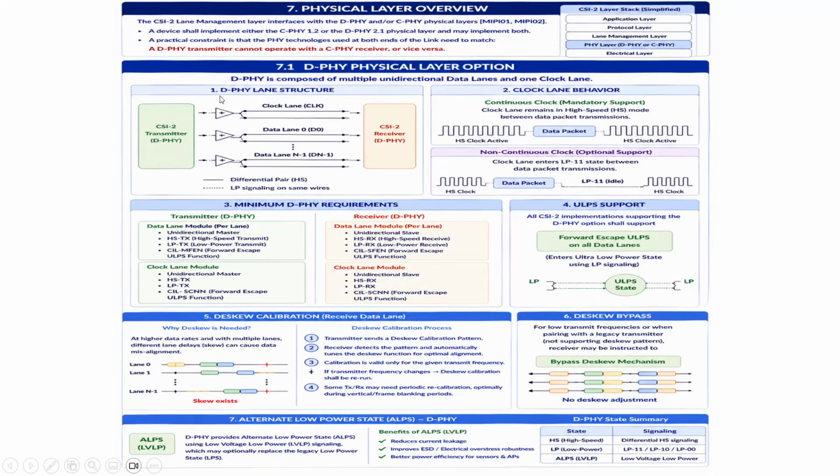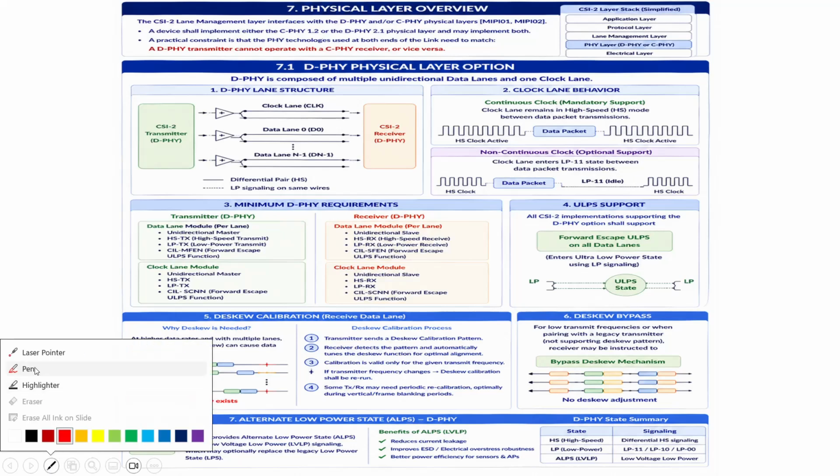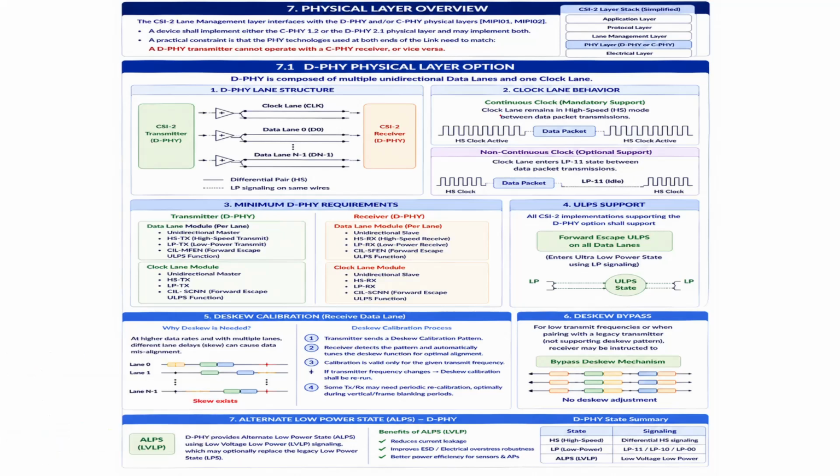So, the lane management layer. Okay, so in the CSI lane management layer, we have the physical layer. In this physical layer, we have two layers, a D-PHY layer and a C-PHY layer, right? So the C-PHY layer is MIPI and then D-PHY. In this way, we are using two different physical layers: one is the C-PHY layer, that is version 1.2, and the D-PHY layer, that is version 2.1.